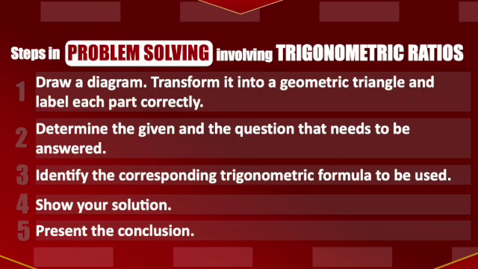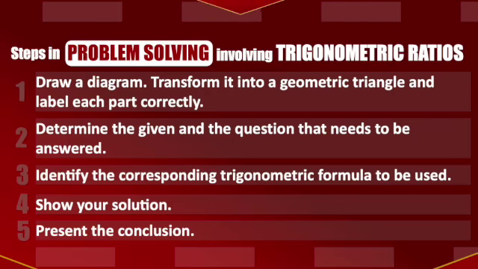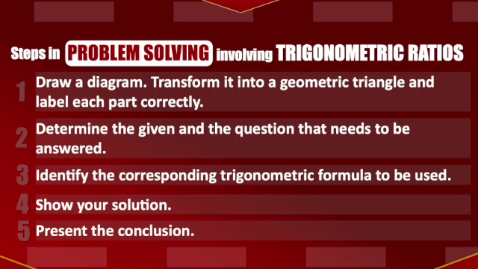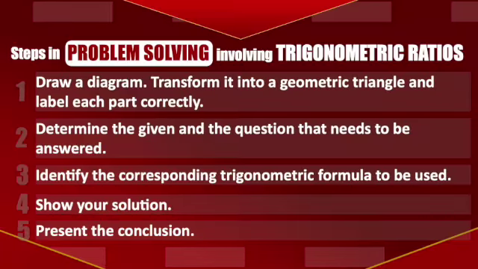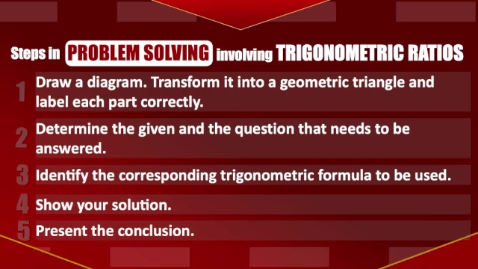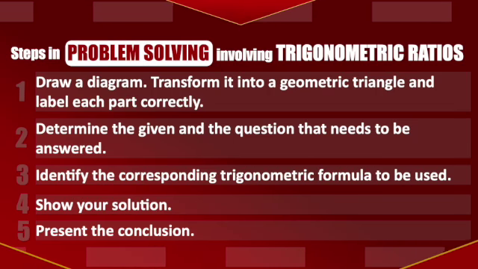So let's recall again. What are the steps in problem solving involving trigonometric ratios? Number one, draw a diagram. Transform it into a geometric triangle and label each part correctly. Number two, determine the given and the question that needs to be answered. Number three, identify the corresponding trigonometric formula to be used. Number four, show your solution. And number five, the last, present the conclusion. So there you have it.